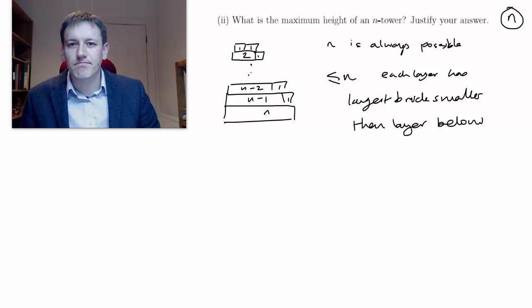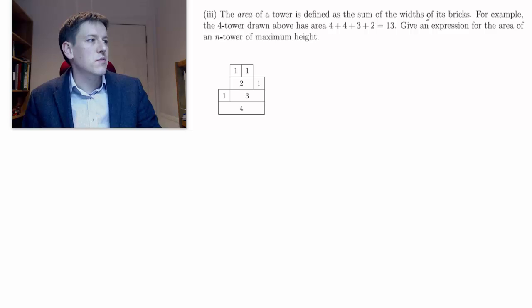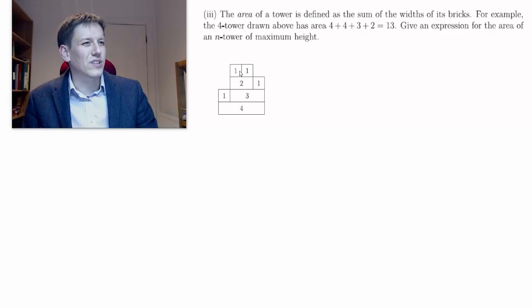And that's that. Okay, so question 3, the area of a tower is defined as the sum of the width of its bricks. For example, the 4 tower drawn above, and I've just copied the one from the question here, has area 4 plus 4 plus 3 plus 2, because we're just adding up the total of all the numbers here in the picture.